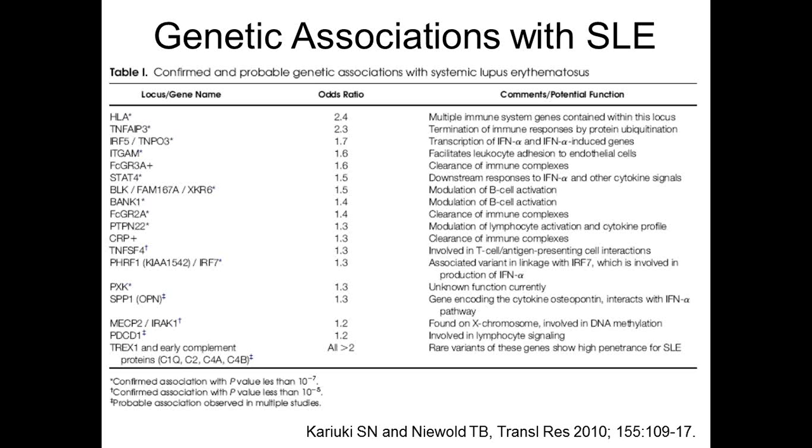The odds ratio, again, just the background on this is that this is your fold risk of getting lupus if you carried any one of these particular genetic variations. It sounds a little bit scary, like the top one is a 2.4 odds ratio, meaning you would be 2.4 times more likely to get lupus.